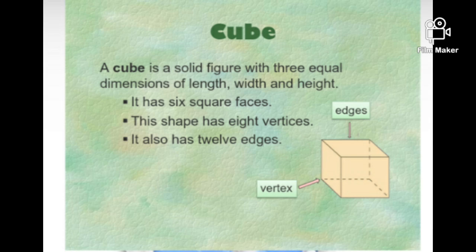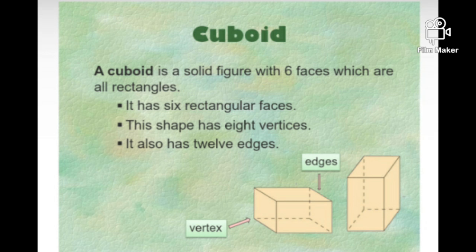So moving into the characteristics of three-dimensional shapes proper, a cube is a solid figure with 3 equal dimensions of length, width, and height. It has 6 square faces, 8 vertices, and 12 edges. In a cube, the faces must be equal. The difference between a cube and a cuboid is that in a cuboid, the faces are not equal. It's only the opposite faces that are equal.